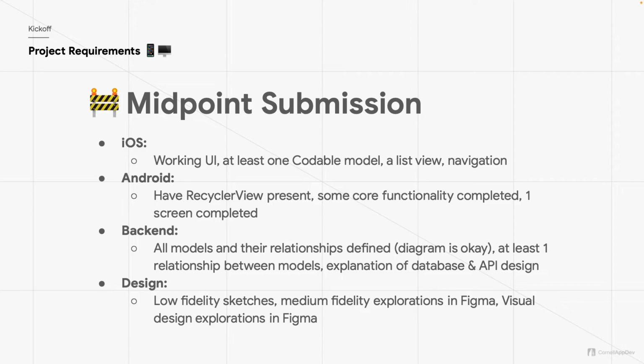For backend, we're actually not requiring any code for the midpoint submission because we want you to have properly defined models and API designs. So we're going to have you at least write all the models and the relationships. If you recall, earlier PAs had a lot of headaches and confusion on how to model relationships. At least one relationship. Again, that's a requirement for the final submission, so we're just going to require that for the midpoint as well. And an explanation of the database and API design.